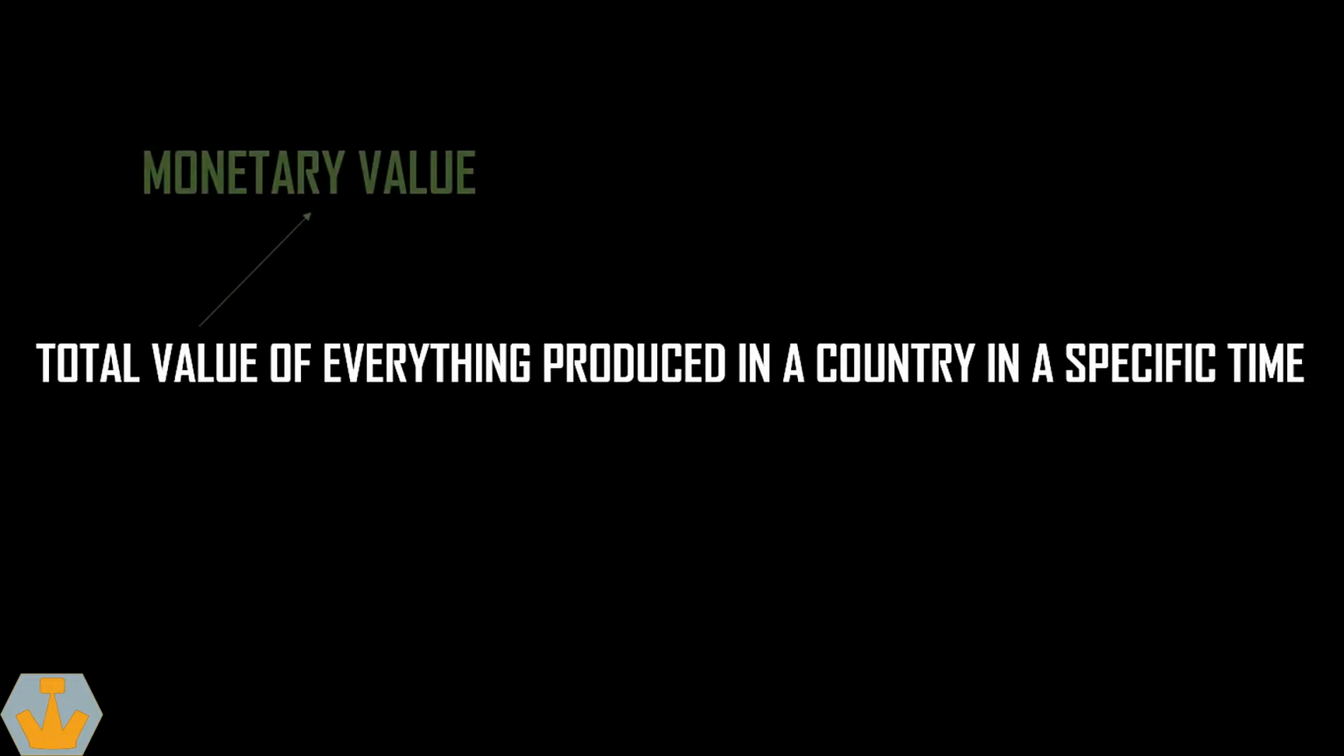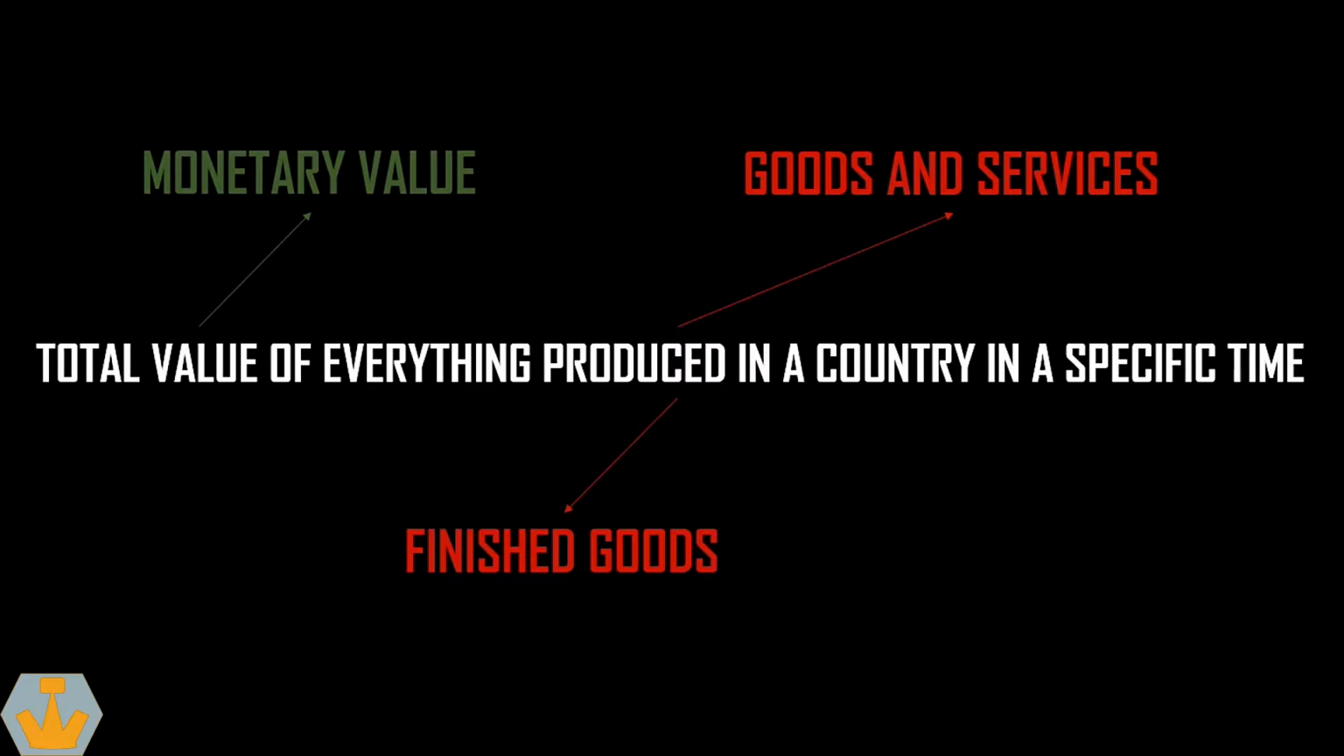Once again, it is the total value of everything produced in a country in a specific amount of time. Let us break the statement down a little bit. There is not a lot to break here. The word value in here means monetary value. Some people like to say market value, and the word produce indicates the produced goods and services, and it also indicates the finished goods. And the specific amount of time in here is usually 1 year.